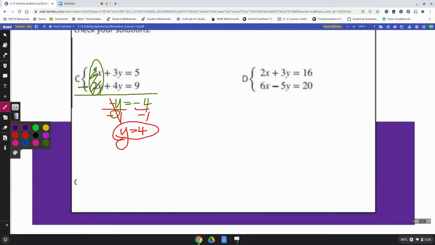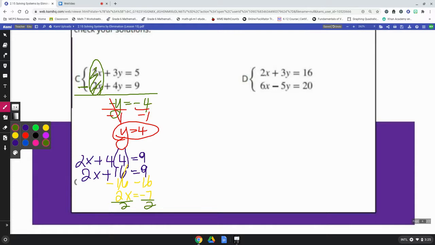If y is 4, I'm going to go ahead and substitute. So let's do 2x plus 4 times 4 equals 9. So 2x plus 16 equals 9. If I minus 16 from both sides, 2x equals negative 7. Divide by 2, x is going to be equal to negative 3.5. So my solution is negative 3.5, 4.